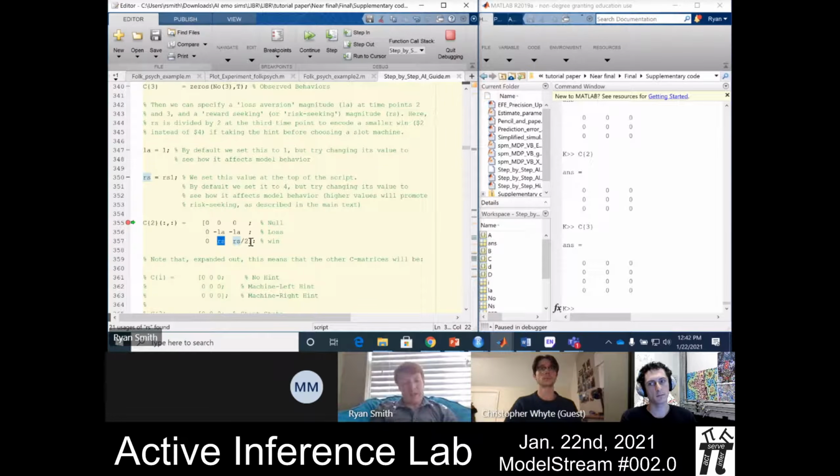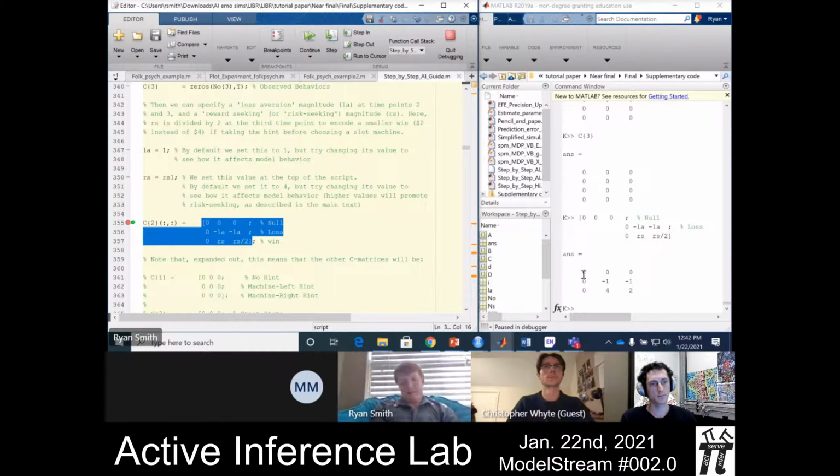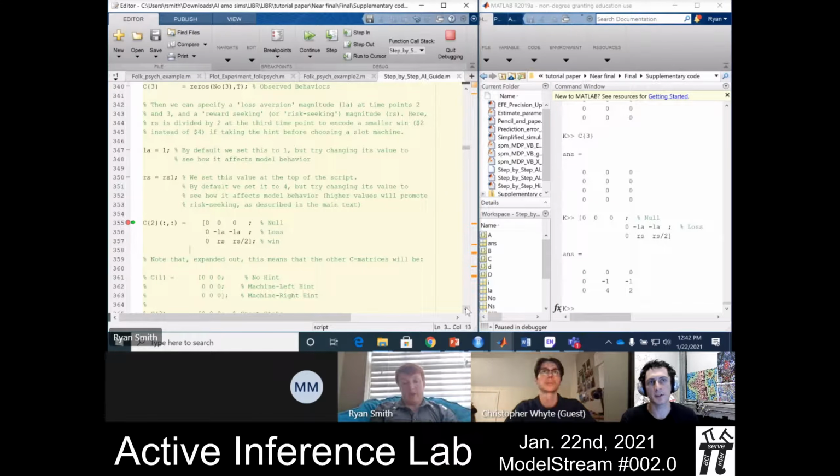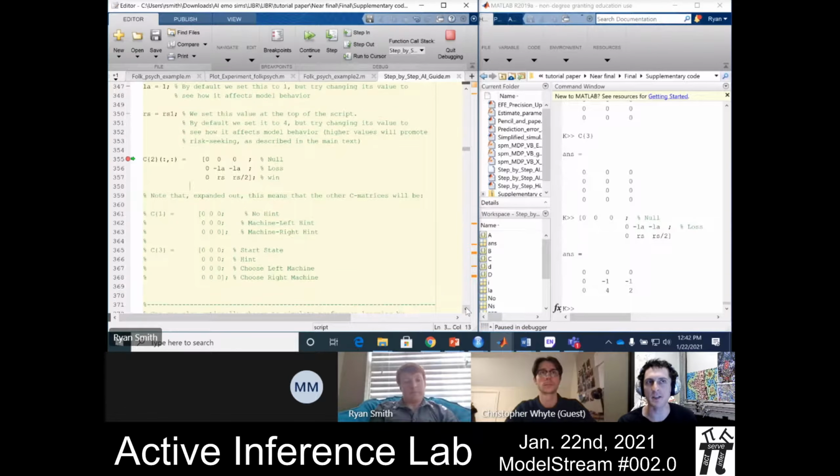So what that ultimately means is that this preference distribution will look like this, saying it dislikes losing equally at each time, but it gets more reward for winning at time 2 than at time 3. And so that's our preference distribution. That's basically it. This is all in the details of how the scenario is sketched out.